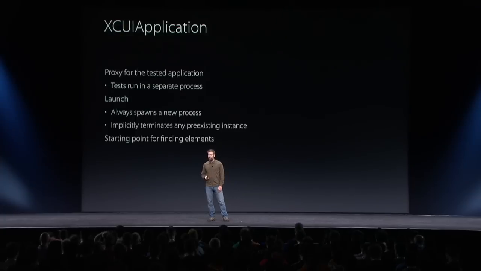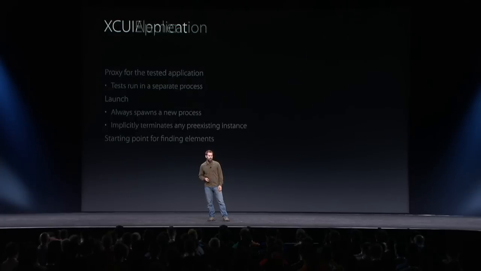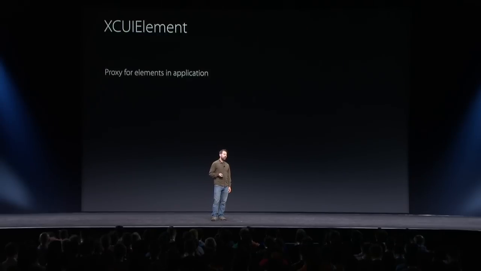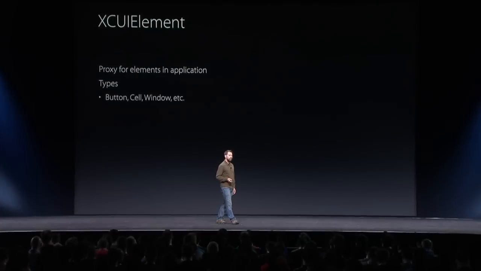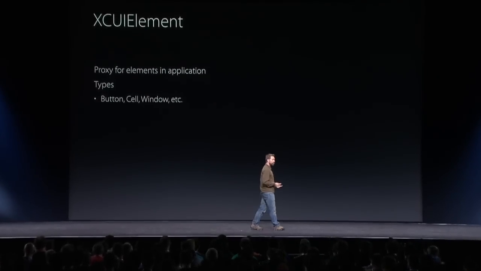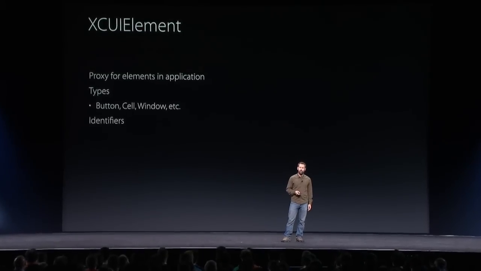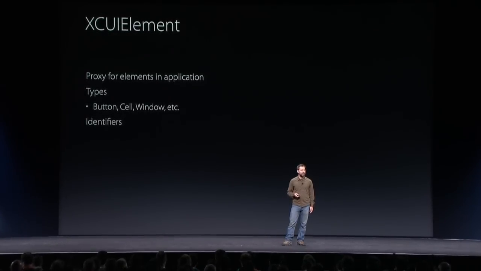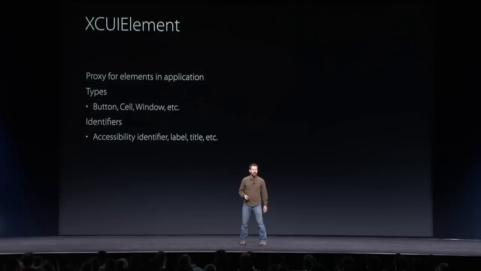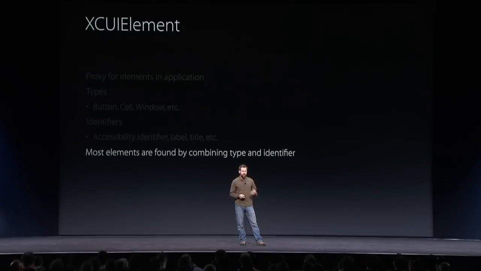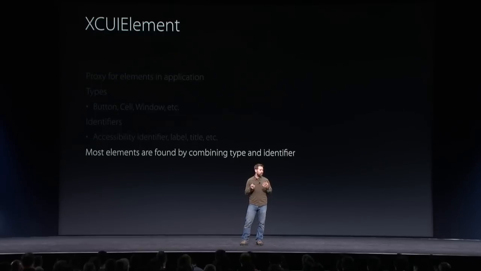Application is also the starting point for finding elements. So let's talk about elements. XCUIElement, just like application, is a proxy object, but this time for user interface elements in the tested application. Elements have types. Types are like button or cell or window and so forth. They also have what we call identifiers, which are strings of data that we get from the accessibility system, which are like an identifier or a label or title and so forth. Most of the time, you'll find elements using a combination of the type and the label. For example, if you have a button which is add, you'll look for the button type with the identifier add.